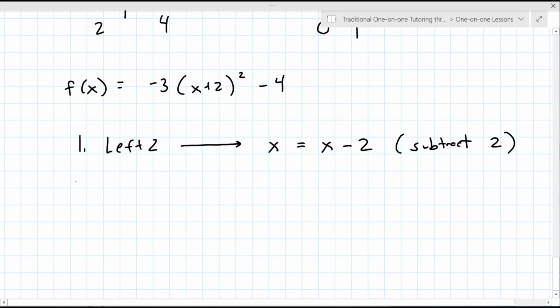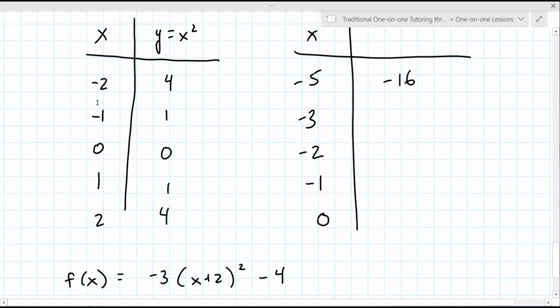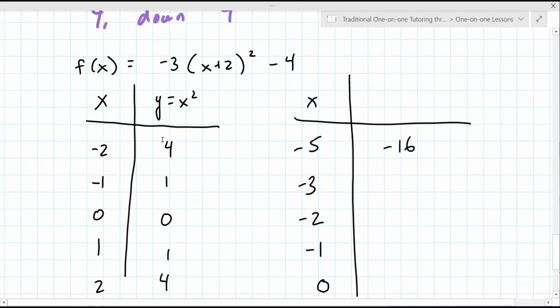The second one is a vertical stretch of 3. And here's what that means. y becomes 3 times y, or you can say multiply y by 3. So whatever the y value is, you multiply it by 3. So it's going to be bigger than the original. Yes. And that's why the graph looks big. That's why we took 4 and we multiplied it by 3.